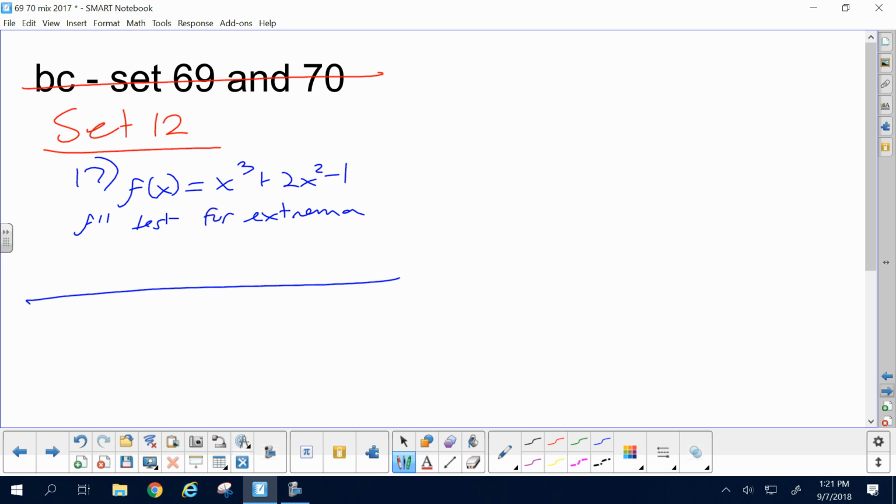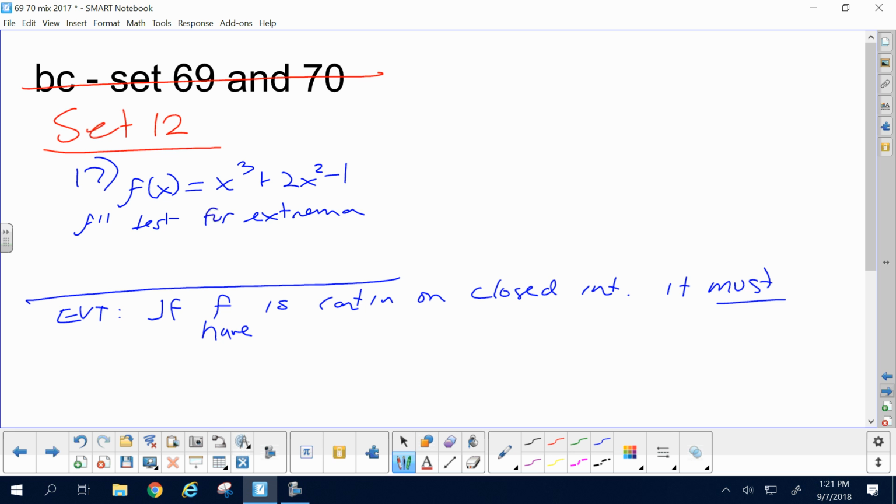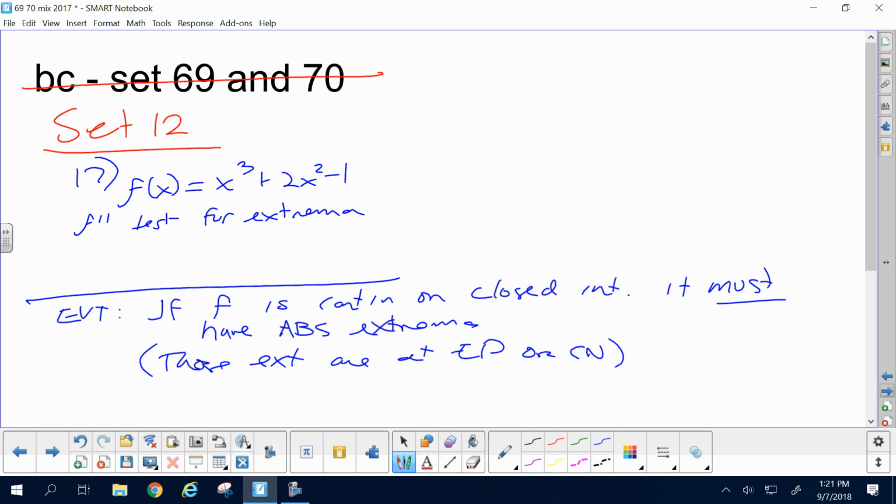So, the extreme value theorem actually has 2 pieces. The first is if f is continuous on a closed interval, it must have absolute extrema. The second part is that those extrema are at an endpoint or a critical number, which is not the important part for this problem. Okay, so for this, it helped me to think graphically.